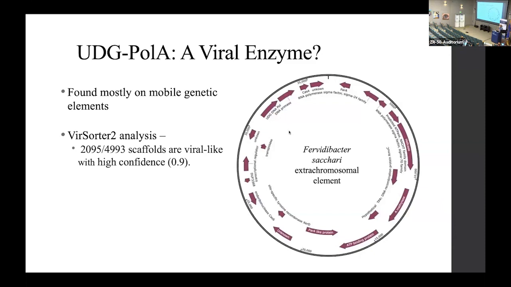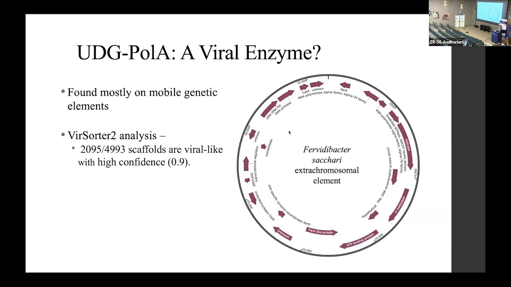And so where are these enzymes found? If we can't make sense of it phylogenetically like that, what can we make sense about it? When we look at the scaffolds these genes are found in, they're found mostly on mobile genetic elements, so extrachromosomal linear DNA or circularized DNA found inside metagenomes.